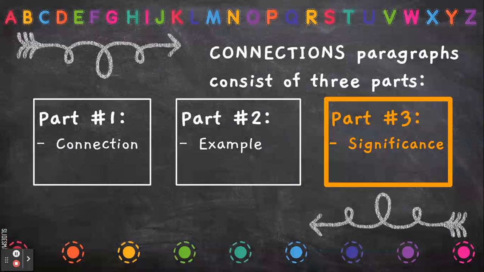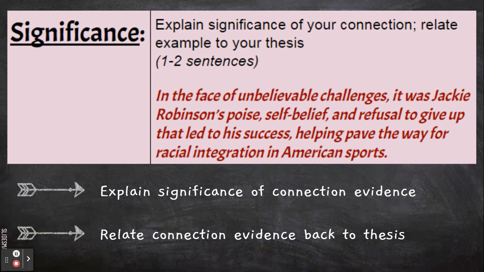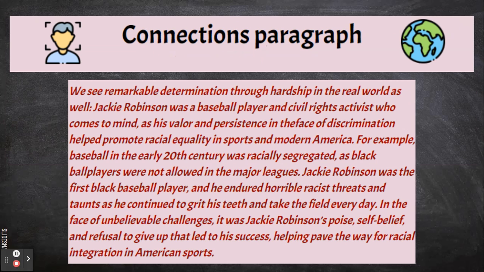Lastly, we finish up the connections paragraph with a significance statement. Here you explain the significance of that connection evidence and relate your connection back to your essay thesis. So here I come full circle, talking about how it's Robinson's self-belief and refusal to give up that led him to success. Here is my connections paragraph in total, all 3 parts combined. It's 4 sentences, pretty short.